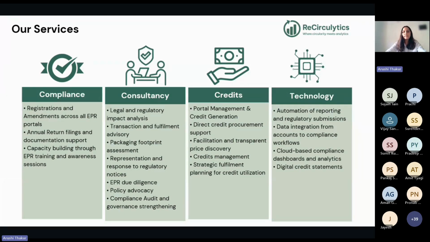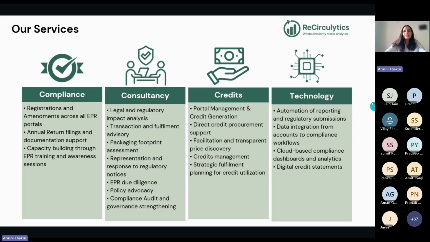The third is credits, wherein credit generation and portal management, direct credit procurement support, transparent price discovery, and strategic fulfillment planning. Last but not the least, technology, which is the most important part, wherein automation of reporting and submissions, data integration from ERP to compliance workflows, and cloud-based dashboards and analytics, along with digital credit statements as well. This combination of compliance, consulting, credits, and technology is what allows us to look at EPR not just as a filing exercise, but as a system.